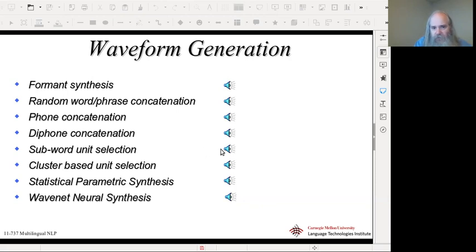This is a short introduction to the Festival speech synthesis system. You get something that's much more natural.